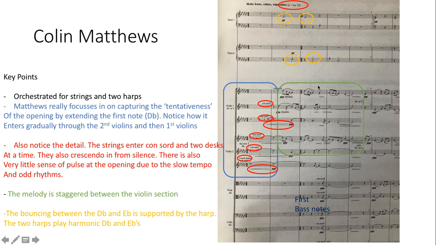And that, I think, is the kind of thing that Matthews is really focusing on. So he does that by extending the opening notes, like the opening D flat. We've got it across one whole bar of 4/4 here, and not only that, it sort of enters gradually. So we enter gradually through the second violins, and then through the first violins.